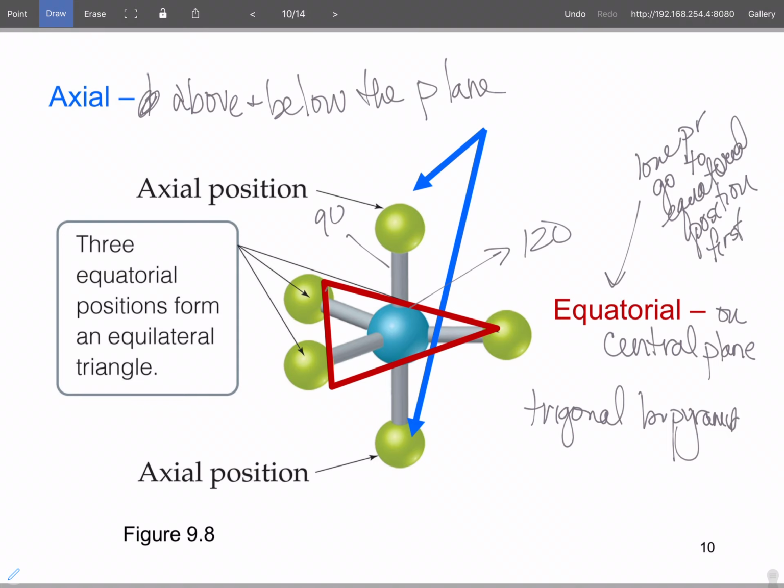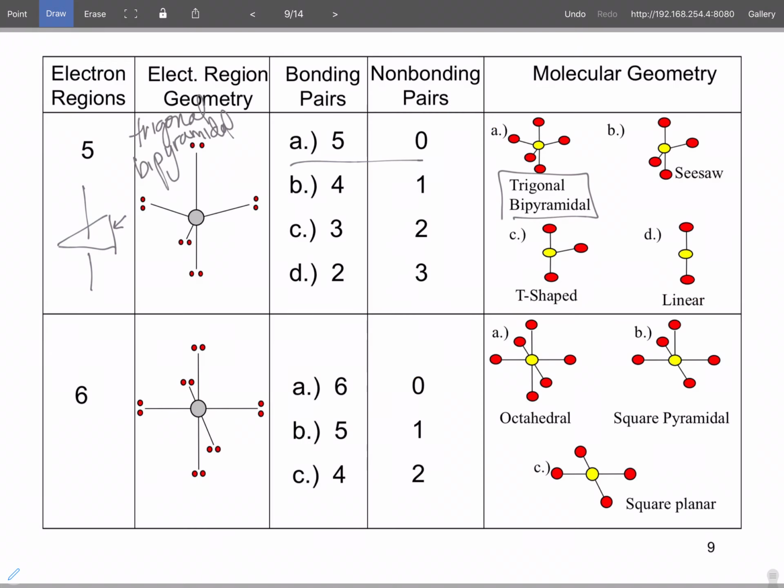This is actually critical because it makes a difference in the shape. So now that we understand equatorial and axial, then if the first lone pair goes in here, that makes it a seesaw. Now, this one drove me insane when I was in chemistry. I could not figure this out. If you can make this with a model kit and put it on its side, it's a seesaw, like a teeter-totter.